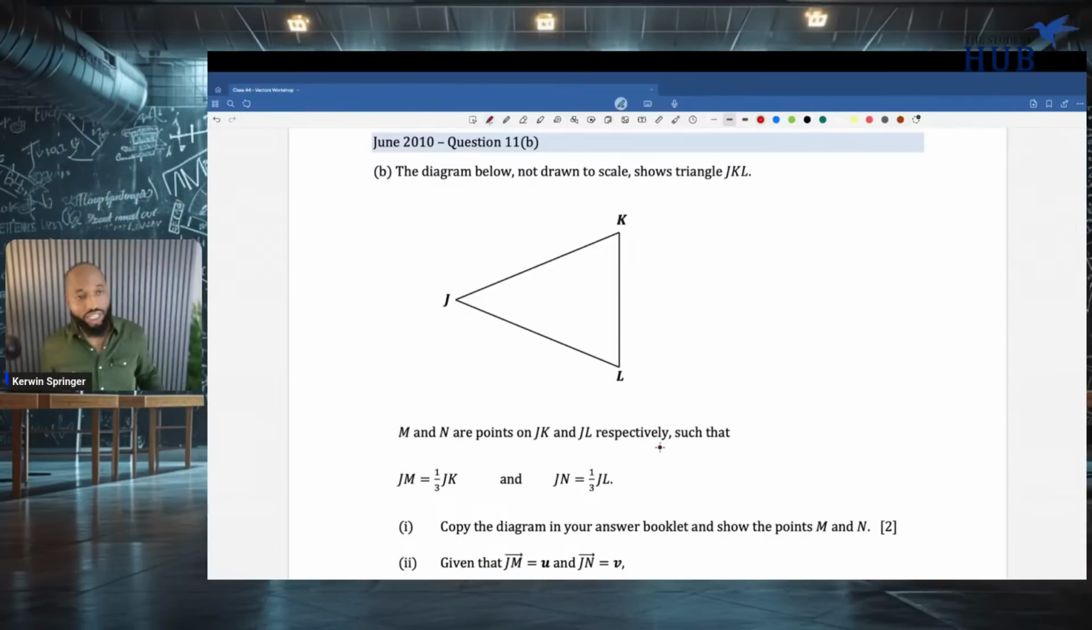2010 June, the good year of our Lord, 2010 June, question 11b. Here we have another vectors question. And it looks like it's going to be the geometry style vectors. Notice how there's a geometrical shape. We have U, we have V, and we have some other information there. We need to copy the diagram and show the points M and N. So let's see if we can figure out those M and N points.